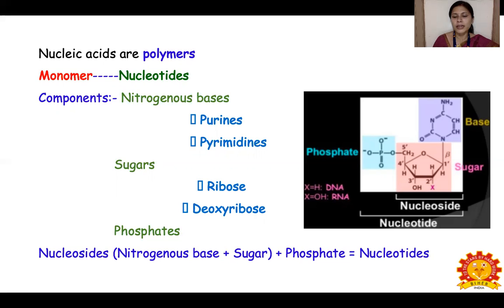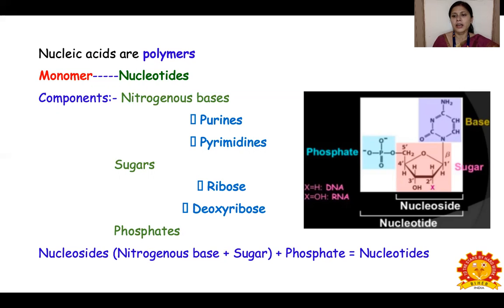If you see one nucleotide, it has a nitrogenous base. There are two types of nitrogenous bases: one is a purine, another is a pyrimidine. There is also one 5-carbon sugar. There are two types of sugar: one is ribose, one is deoxyribose. In the case of DNA, the sugar will be deoxyribose, and in the case of RNA it will be ribose.